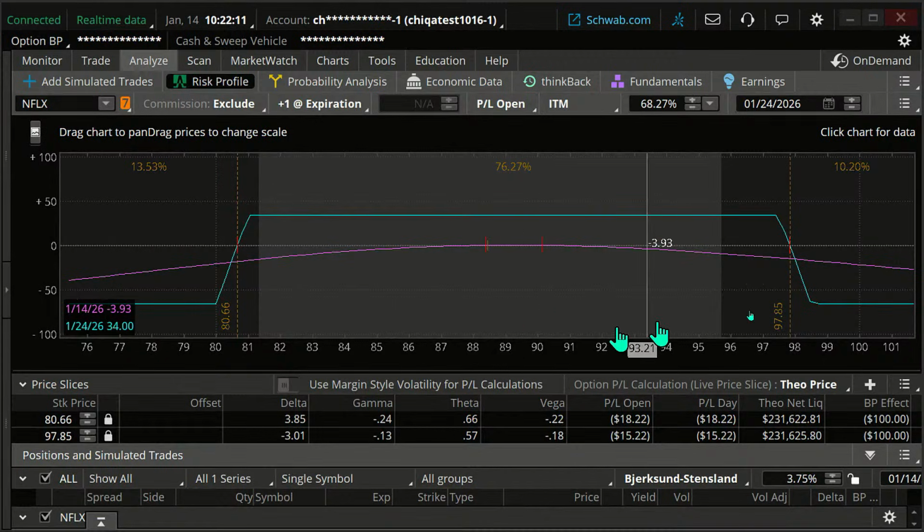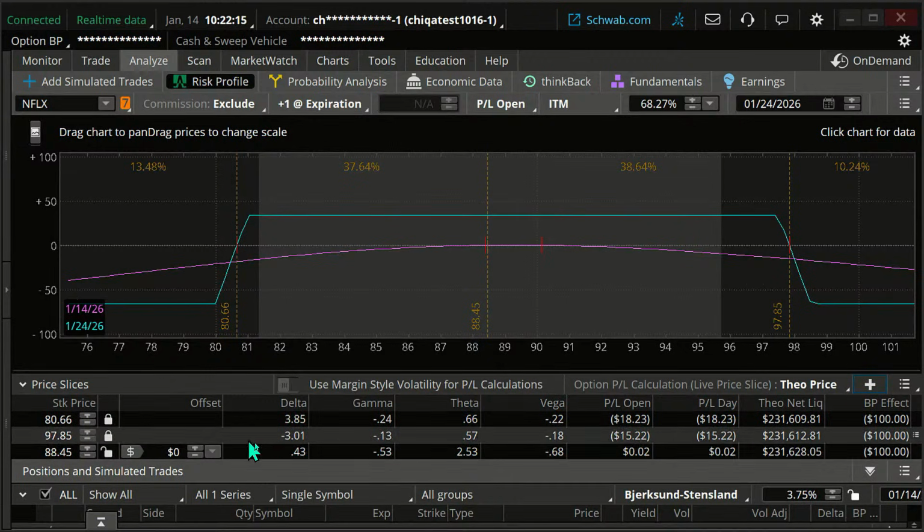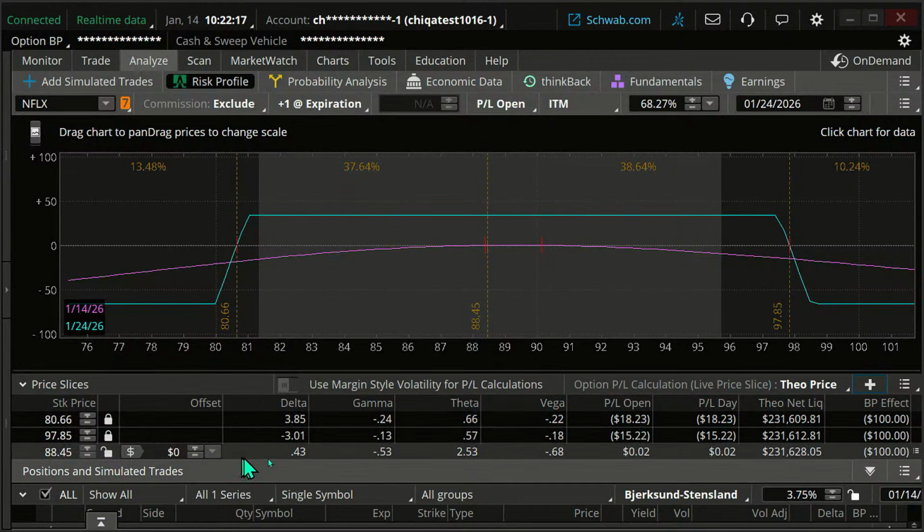Now, here's one other thing I want to show you on this, because I want to talk about implied volatility. Let me just add a slice here to our current slice here. Okay, our Vega, okay? Here's our Vega, about 68 cents, okay? Not a lot, okay?